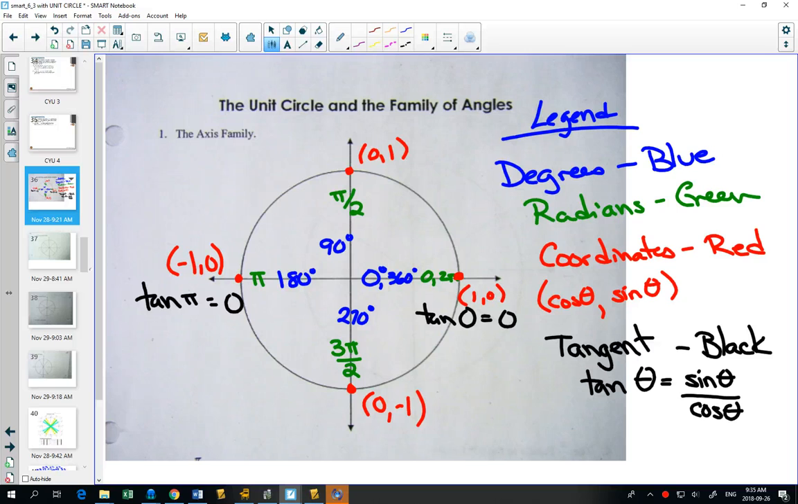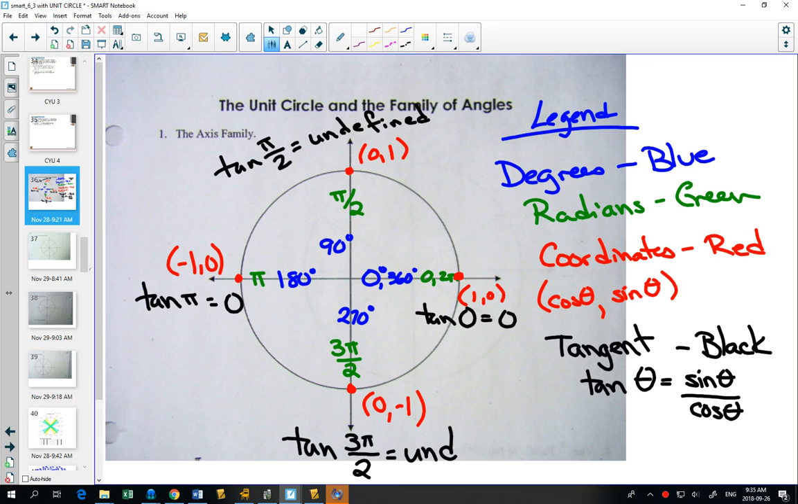But what happens when I try to do tan of 90 degrees or tan of pi over 2? You get an error because it would be 1 divided by 0. So we write that tan of pi over 2 is undefined. It's not possible. And same thing down here. Tan of 3 pi over 2 is undefined as well.